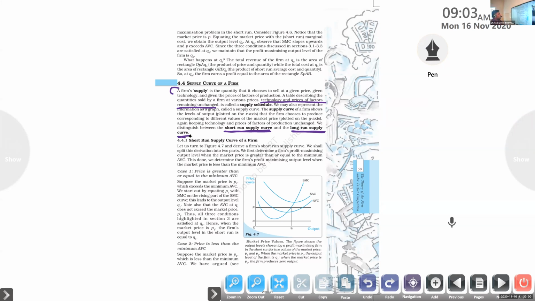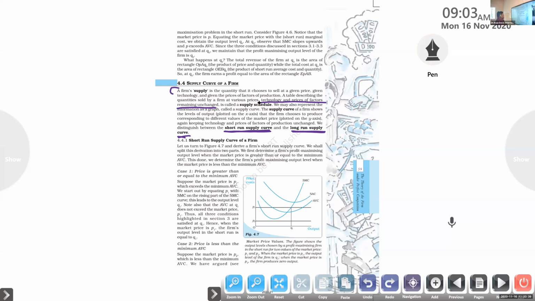Clear? Okay, the basic thing you want to keep in your mind is, first of all, here price is given. Supply is the quantity that is chosen to sell at a given price, given technology, and the given prices of factors of production. Next we studied a table describing the quantity sold by a firm at various prices. Prices are changing, but technology and prices of factors remain unchanged. Price of the commodity is changing, but the cost of production is not changing. Clear or not? Cost of production is not changing.